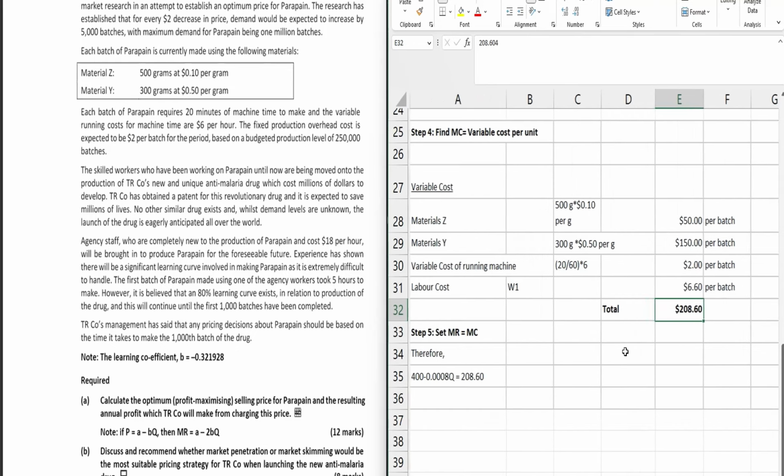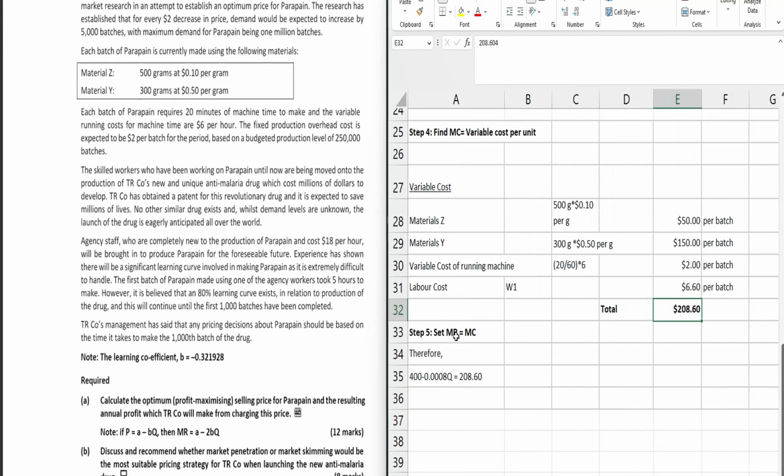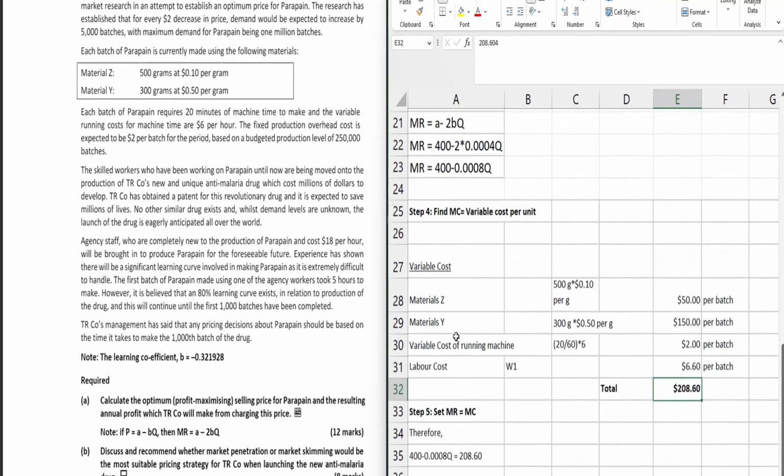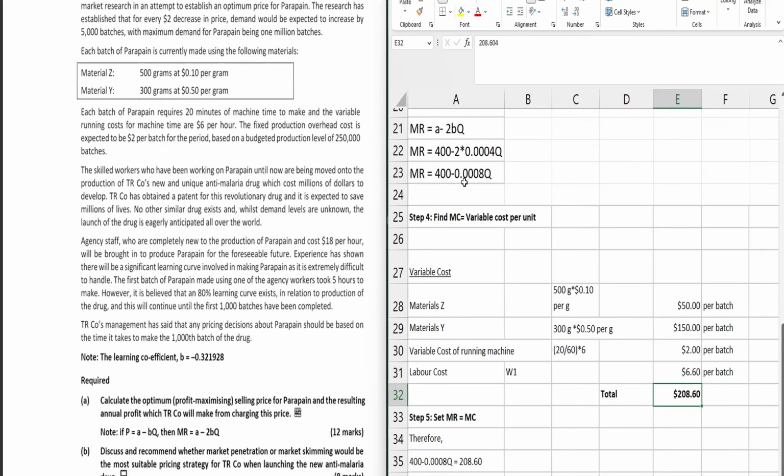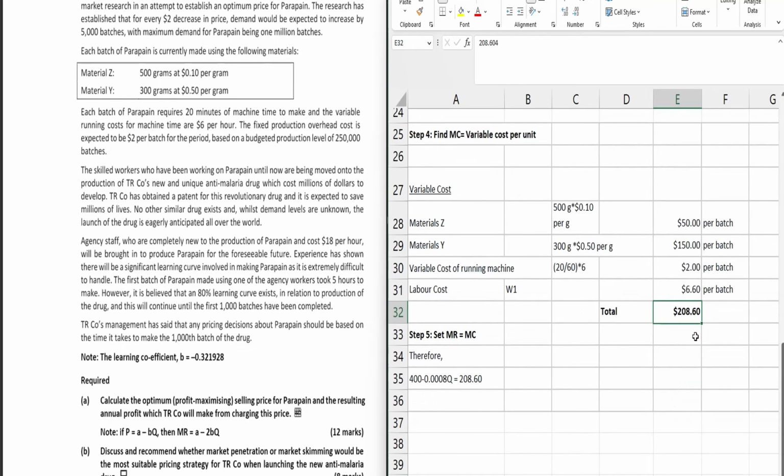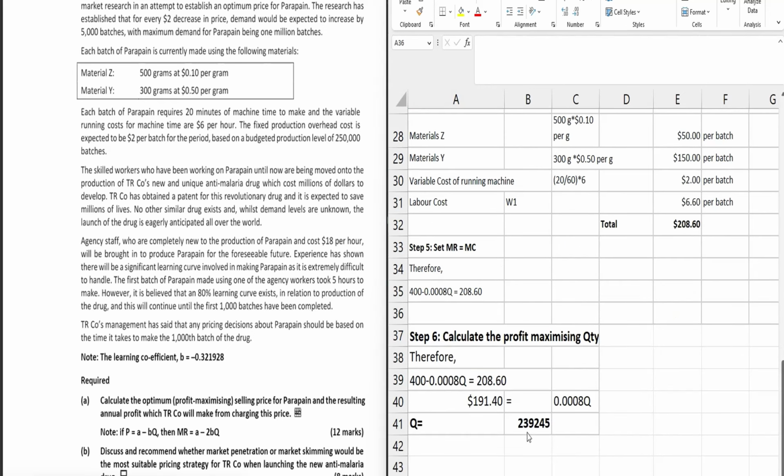208.6. ऑलराइट, अब हम फिफ्थ स्टेप में क्या करेंगे, MR equal to MC. MR हम लोग ने ऑलरेडी निकाला हुआ था, 400 minus 0.008 Q equal to MC. MC मतलब वेरिएबल कॉस्ट जो ऑलरेडी निकाल चुके हैं 208.6, ठीक है. ये करने के बाद we will get the value of Q, और Q का वैल्यू is 2329245 क्वांटिटी, ठीक है. ये कैसे निकाला, इनको सॉल्व करके, ठीक है. ये आप भी कर सकते हो.